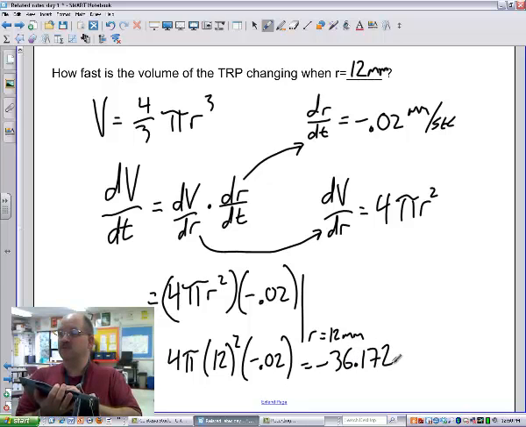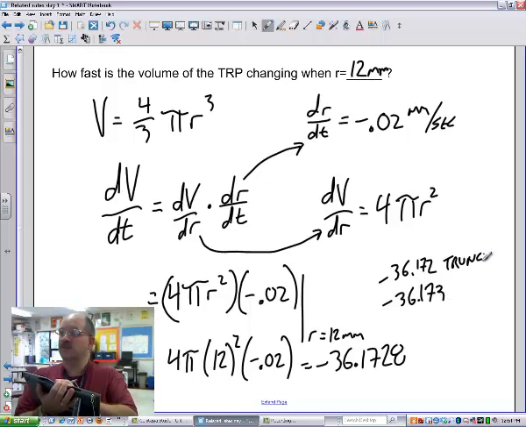Okay, and here in calculus class, we always either round or truncate. So in this case we could make the answer negative 36.172, that would be truncated, or negative 36.173, that would be rounded. Truncate means just cut the end off. Round means just what round means, and either way is an acceptable answer. Three decimal places, rounded or truncated, that's the rule. So in this case it's 36.1728 cubic millimeters per second.